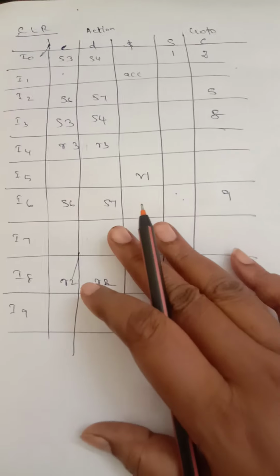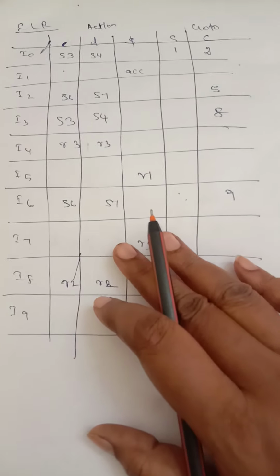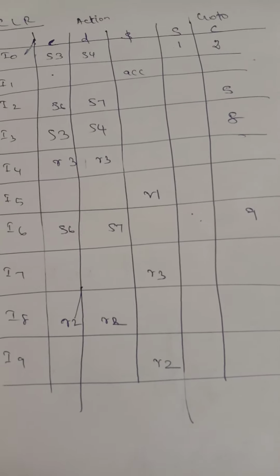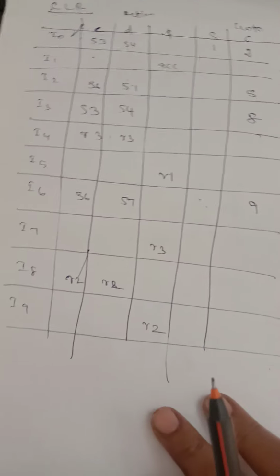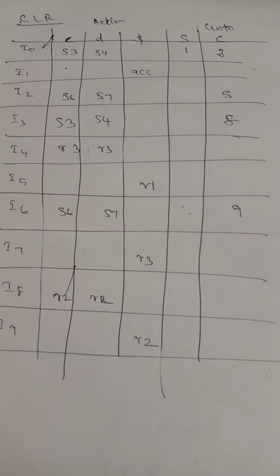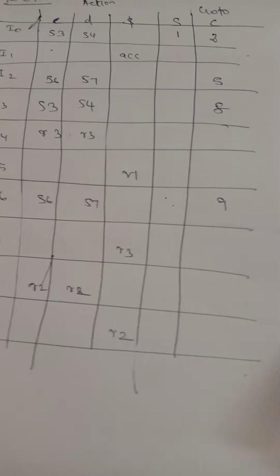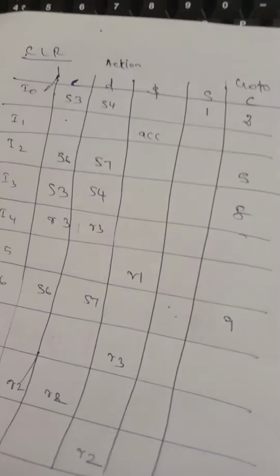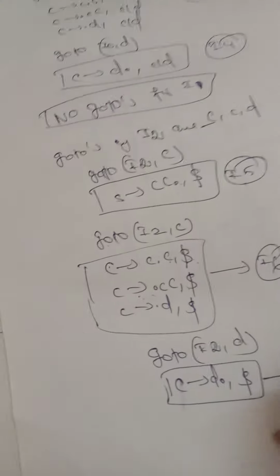Okay, after filling that we have to apply the reduction operation. How we have to apply the reduction operation means we have to check each and every go-to operation, whether there is any reduction or not. How we have to check it means from I0 onwards we have to check whether any dot operator comes at the end or not.